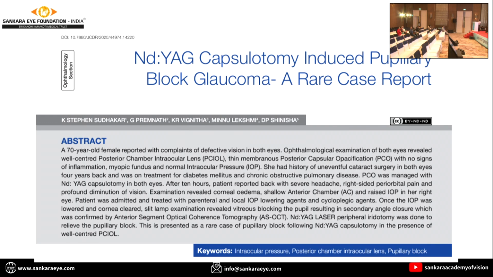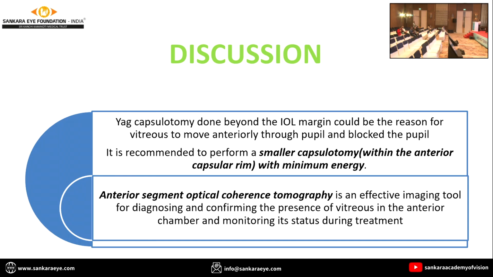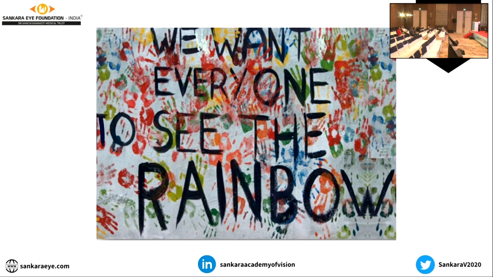So just one rare case was reported in which, after 10 hours, the patient reported back with severe headache, right-sided periorbital pain and profound dimness of vision. They did Nd:YAG laser, now the patient is fine. So YAG capsulotomy done beyond the IOL margin could be the reason for vitreous to move anteriorly through the pupil and block the pupil. So it is recommended to perform a smaller capsulotomy within the anterior capsular rim with minimal energy. Anterior segment optical coherence tomography is an effective imaging tool for diagnosing and confirming the presence of vitreous in the anterior chamber and monitoring its status during the treatment.